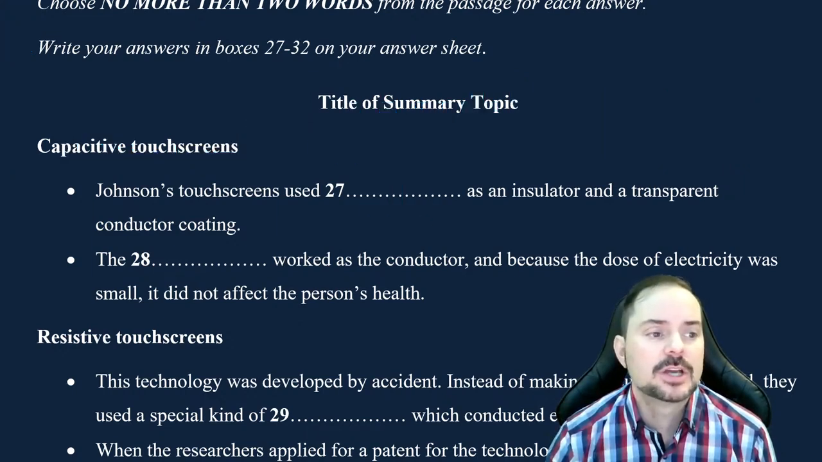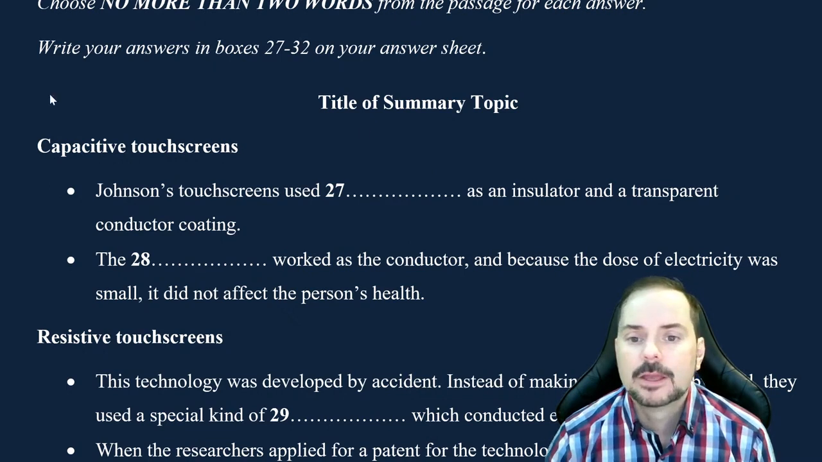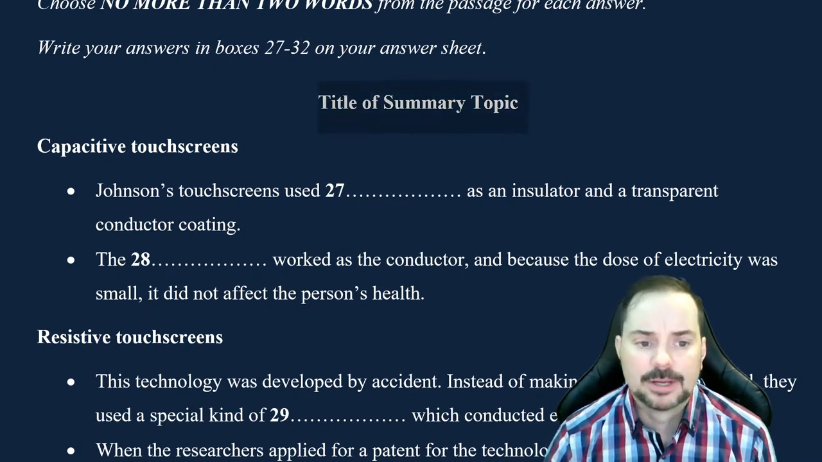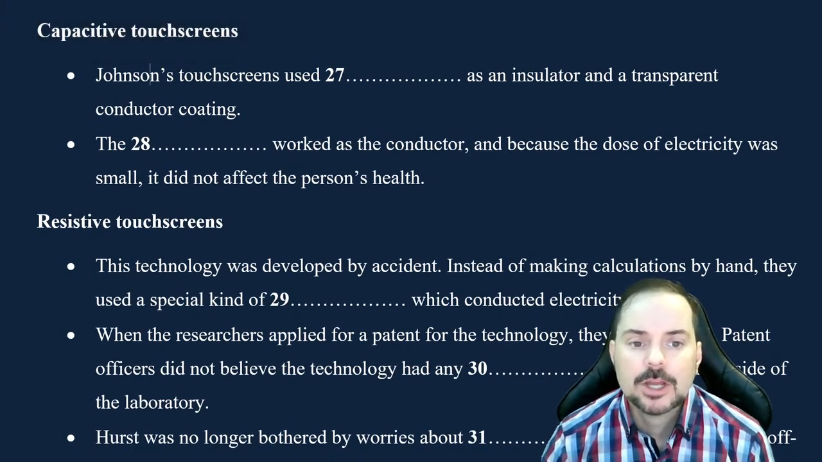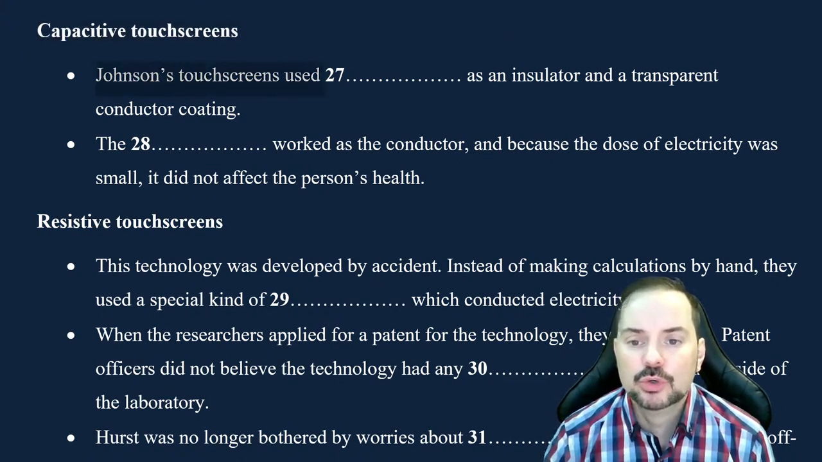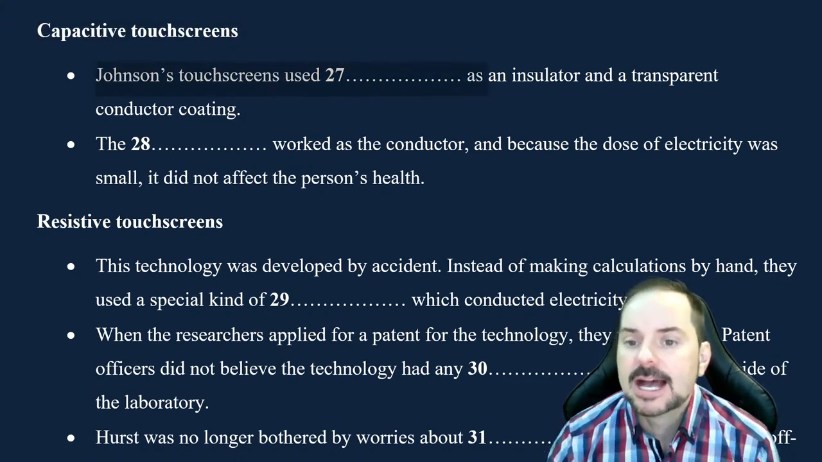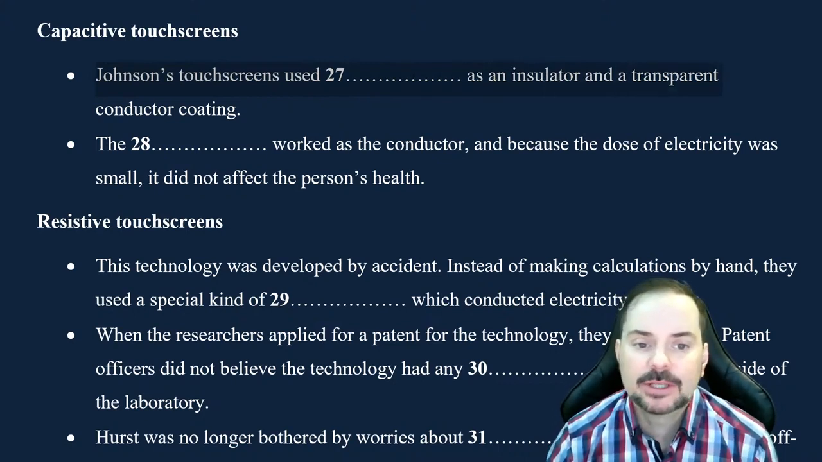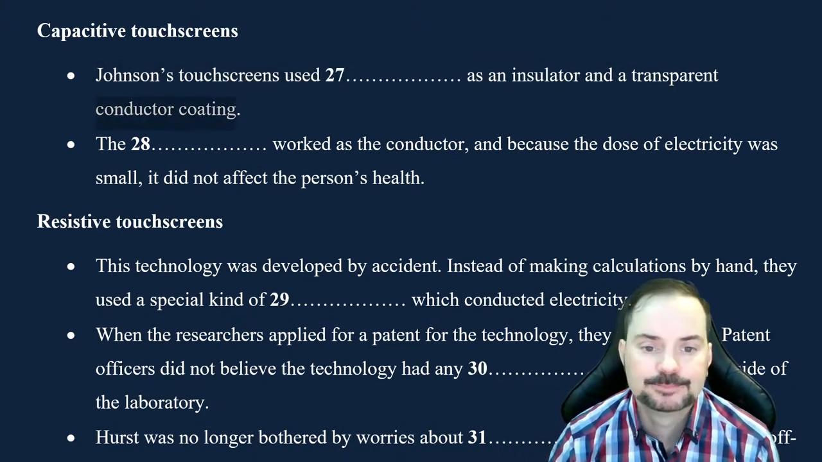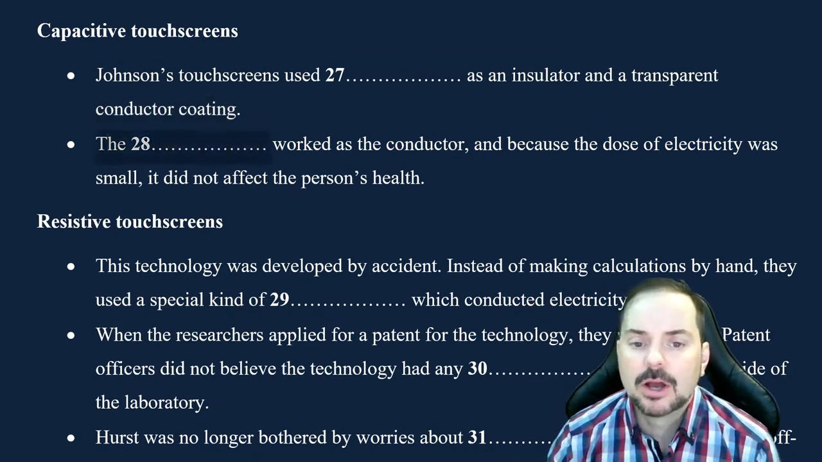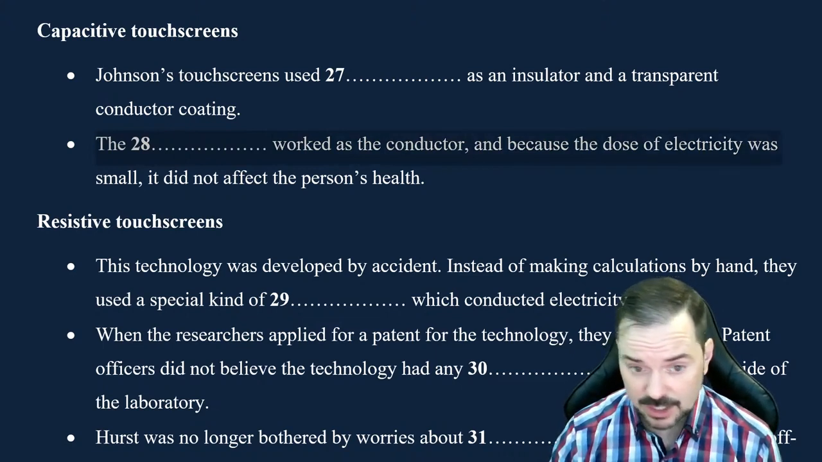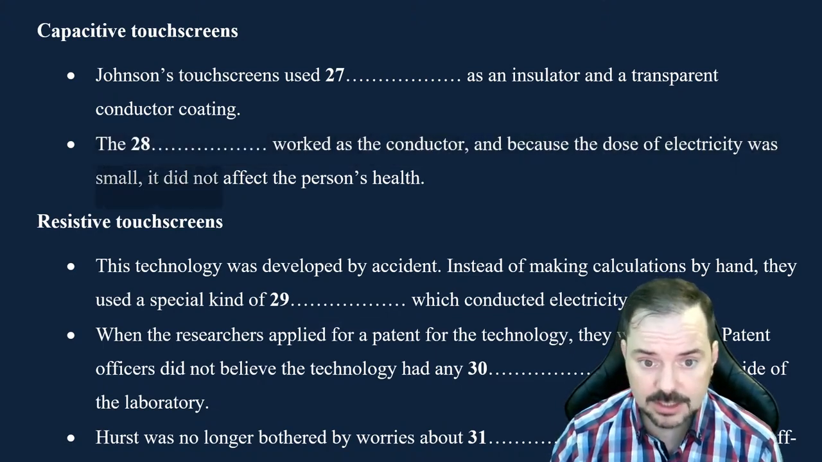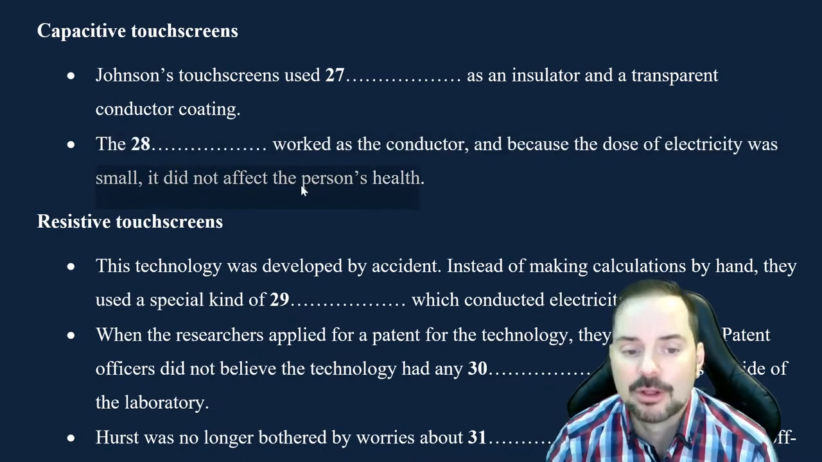So let's do this. Let's read these questions. All right. Title of summary topic. Capacitive touchscreens. Johnson's touchscreens used something as an insulator and a transparent conductor coating. The something worked as the conductor, and because the dose of electricity was small, it did not affect the person's health.